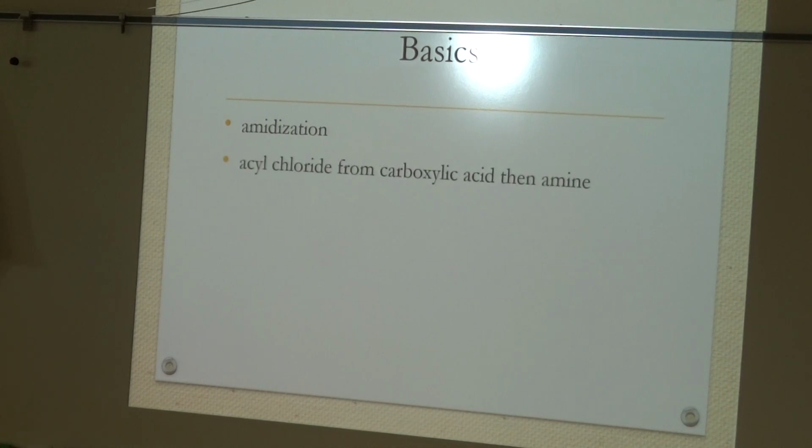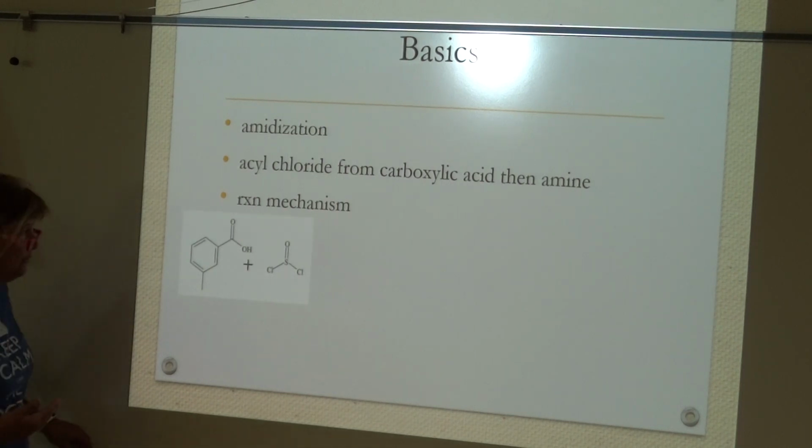Okay. In order to do that, you need a very reactive carboxyl. So actually, we're going to first form an acyl chloride from a carboxylic acid and then react that with an amine. So our mechanism for the day, metatoluic acid and thionyl chloride. Thionyl chloride is considered inorganic and is a very strong reagent.